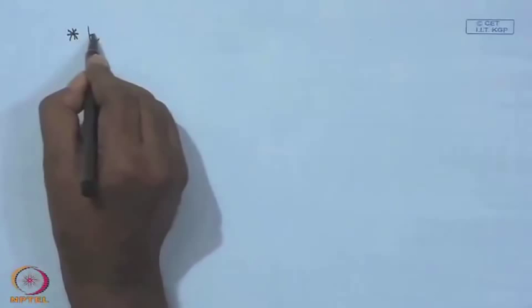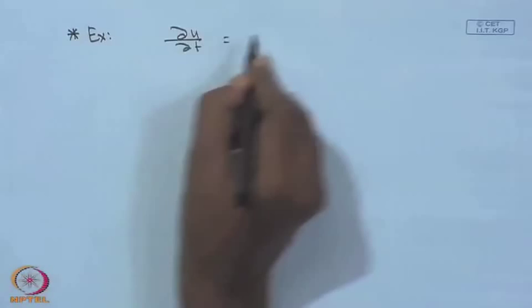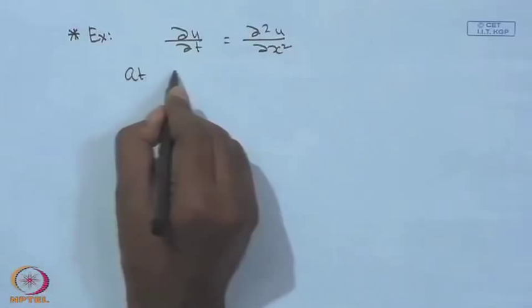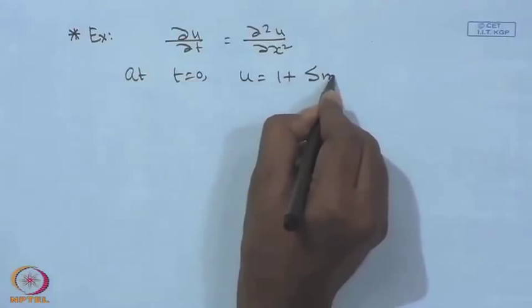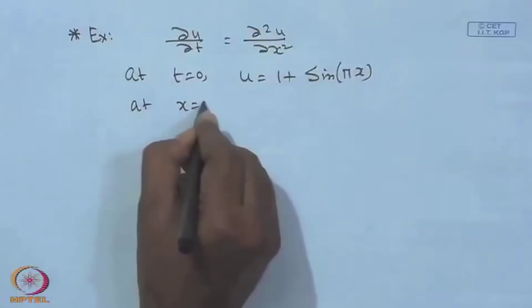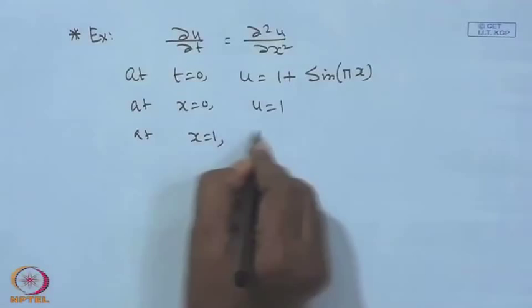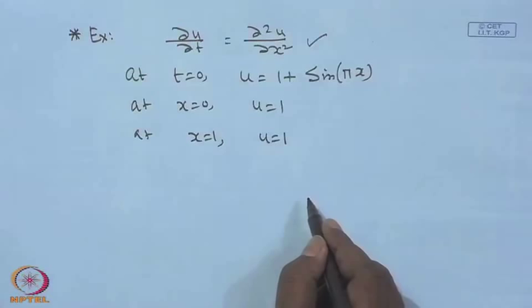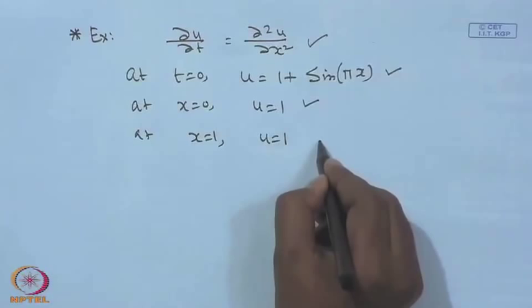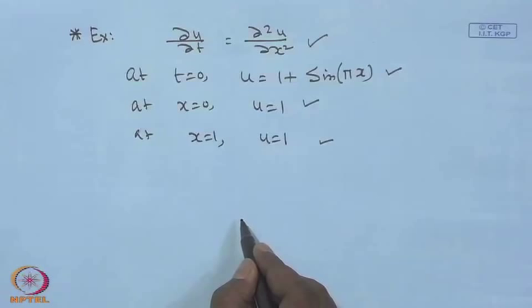With this, we will be in a position to take up the first example, that is, del u del t is equal to del square u del x square, at t is equal to 0, u is equal to 1 plus sin pi x, and at x is equal to 0, we have u is equal to 1, at x is equal to 1, we have u is equal to 1. See, this governing equation is linear and homogeneous. We have a non-homogeneous term as the initial condition, and both the boundary conditions are non-homogeneous. So, therefore, we are going to solve this equation using Laplace transform.